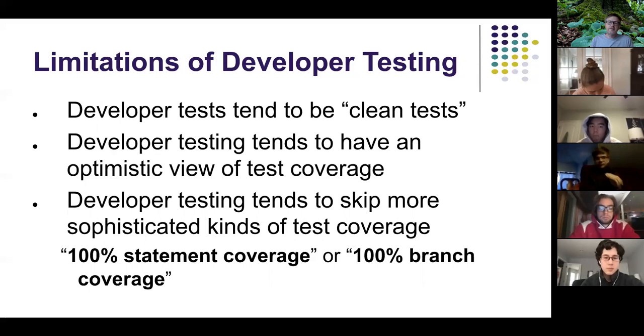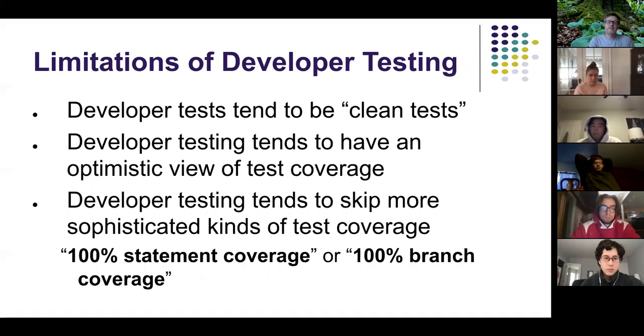So developer testing tends to have an optimistic view of test coverage too. They think, well, I think I've covered it all. Developer testing tends to skip more sophisticated types of test coverage. And so what you really want is 100% statement coverage, which means you run every statement, and 100% branch coverage, which means you take every possible branch through the code.